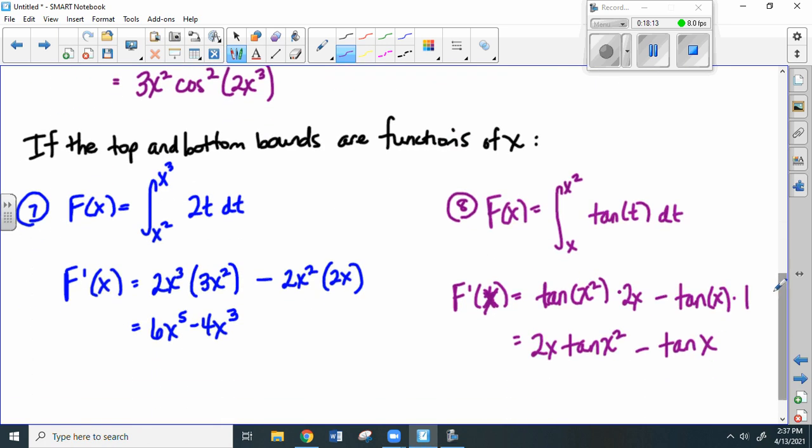So as a shortcut, if the bottom is a constant, you never have to worry about it. But if you're going to memorize one way, right, if you only want to think about it in one way, then you plug in the top bound times its derivative minus the bottom bound times its derivative, and if it happens to be a constant, it will work itself out. Okay? And that's really it for the second fundamental theorem of calculus.